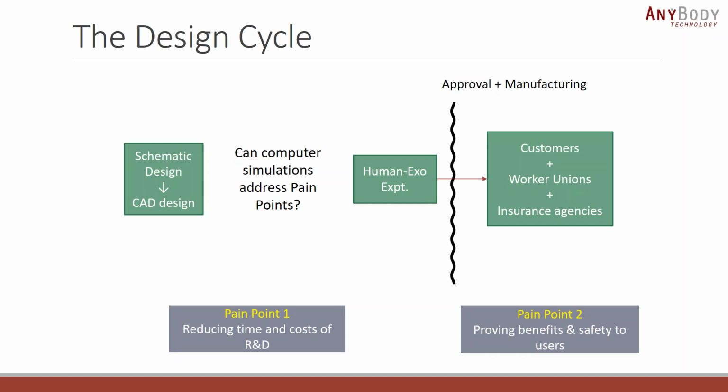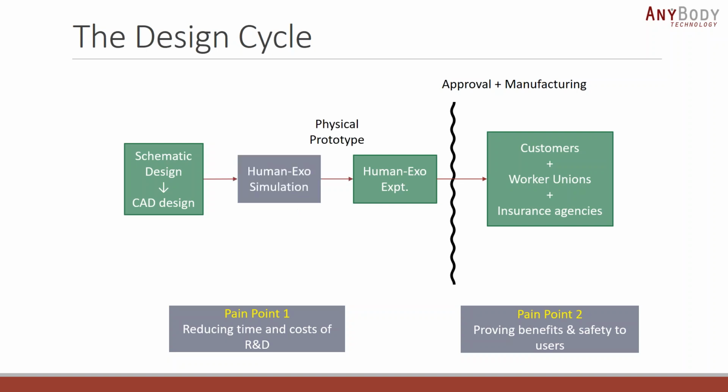And we feel that this can best be done by inserting a step of human exosimulation right before building the physical prototype. Now, in these simulations, you take a virtual CAD model or a schematic model of your exoskeleton, and then combine that with a virtual model of the human body. And then try to test the device out in this virtual environment. So what you would do in an experiment, you're now trying to recreate in your computer.